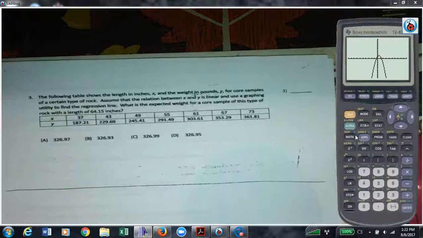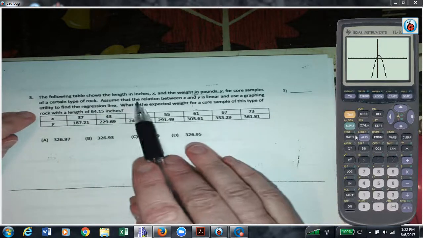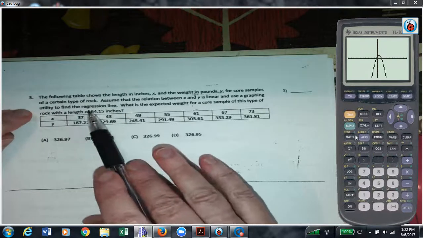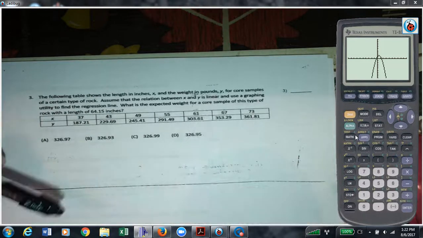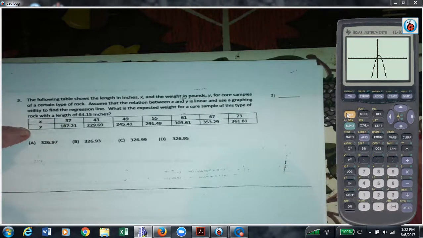Okay, number 3, the table shows the length in inches and the weight in pounds, y, for core samples. Assume that the relation between x and y is linear and use a graphing utility to find the regression line. Okay, so what I have to do is put the x values in a list and put the y values in a list. I'm going to press stat and I'm going to make sure I've got 2 lists cleared out. So press enter first, sorry. Which list do I want to clear? I want to clear out list 1, comma, and list 2. If they're already empty, that's okay.